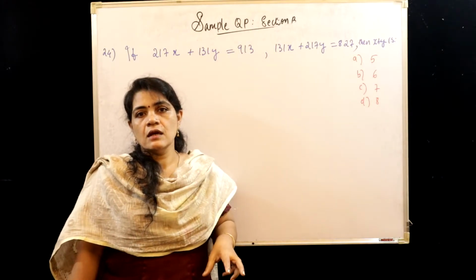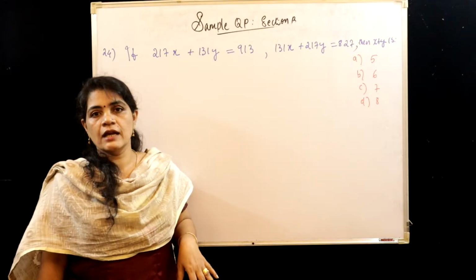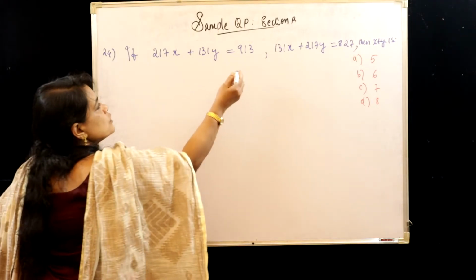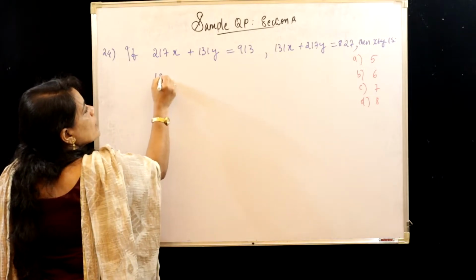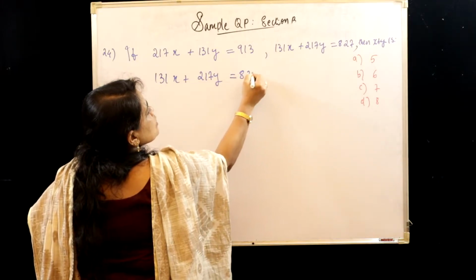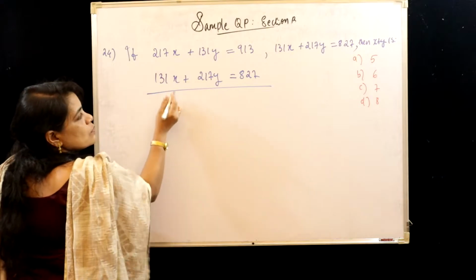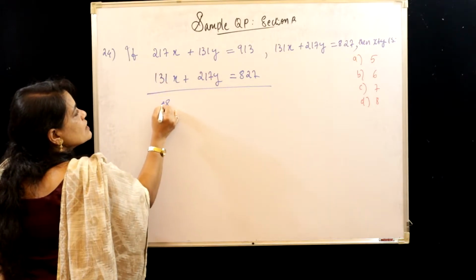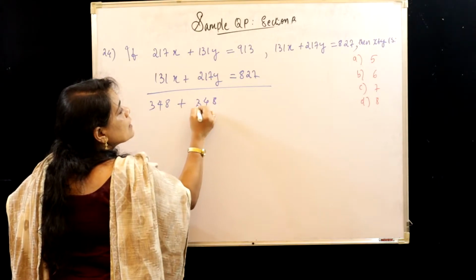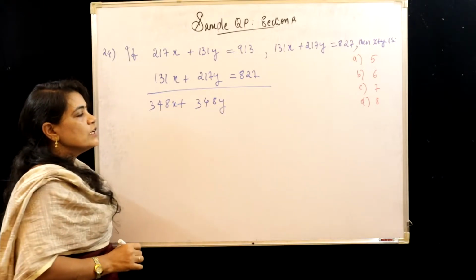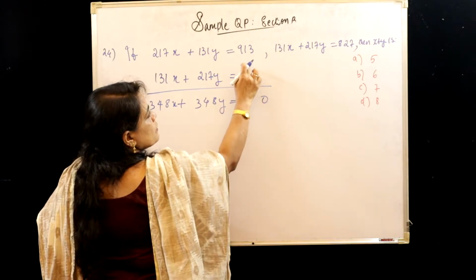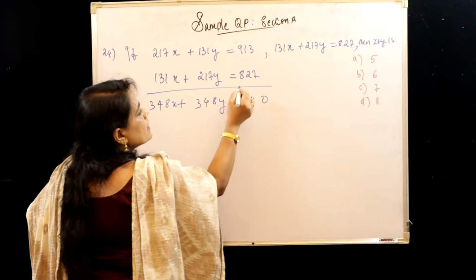In such cases, whatever pair of linear equations of this type comes, what you have to do is just add these two equations. Let us see. That means I am going to add this second equation, 131x plus 217y is equal to 827, with the first one. Then you will get like terms, and you can add the coefficients. So 348x plus 348y is equal to the constants: 0, 1 carry, 2 plus 1, 3 plus 1, 4, and here comes 17.